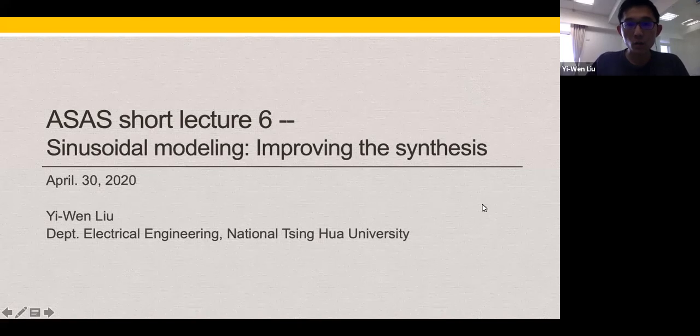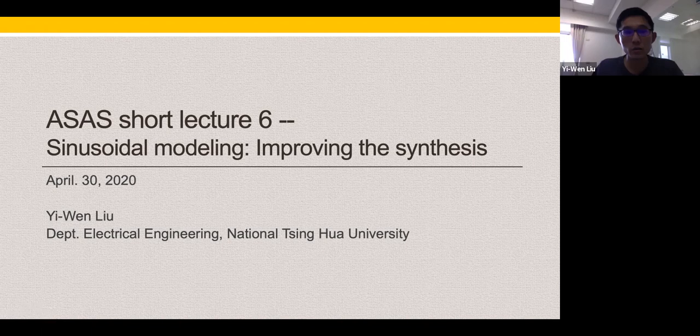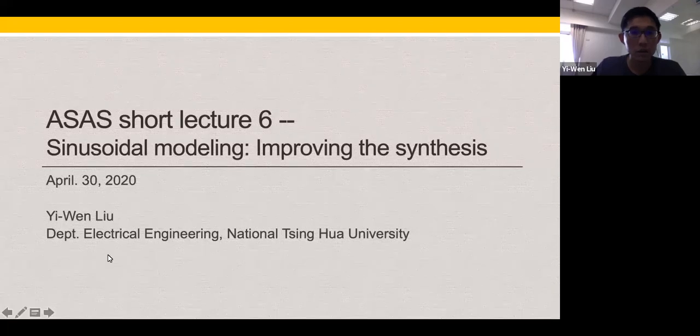So today we will continue talking about sinusoidal modeling, and I want you to focus on the synthesis in this coming week. Today's topic really is sinusoidal modeling, and we will improve the synthesis part. I only have 7 slides to show today, so it should be a rather light introduction. Let me just gradually get into my slides.